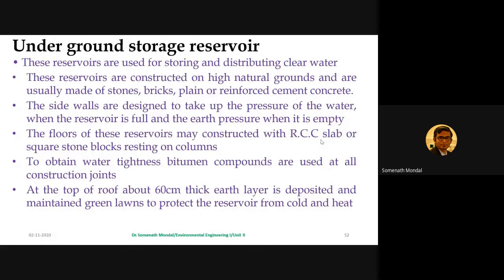So now the another type of storage which we are going to talk about here is underground storage reservoir. Like what we have over here, overhead tank, we have underground reservoir as well. In many places, you can see that these reservoirs are used for mostly storing and distributing clear water, and these reservoirs are connected on high natural grounds and are usually made of stones, bricks, plain or reinforced concrete. So these are the primary material.